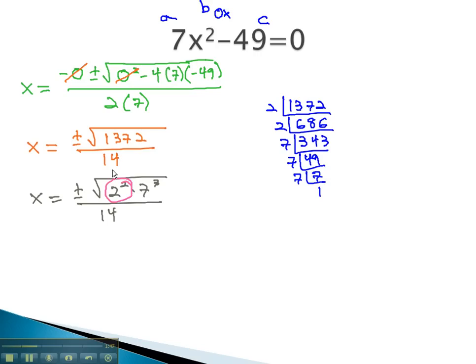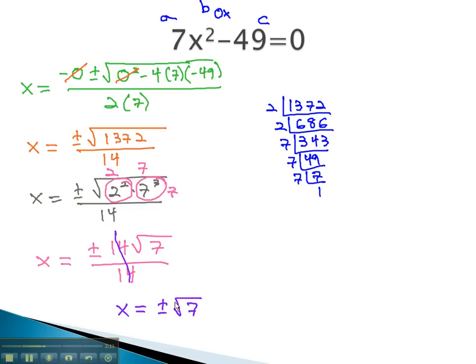We can take the square root of 2 squared, dividing the exponent by the index, and the 7 cubed with 1/7 remaining behind. We now have x is equal to plus or minus 2 times 7 is 14, square root of 7 over 14. 14's divide out, and for our final answer, x is equal to plus or minus the square root of 7.